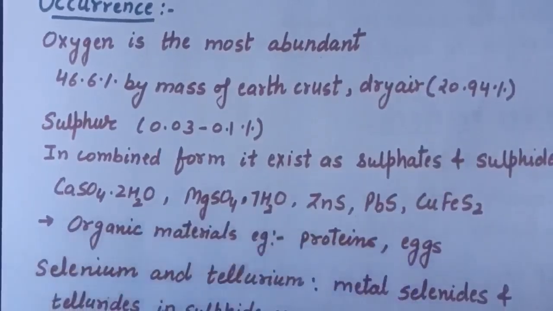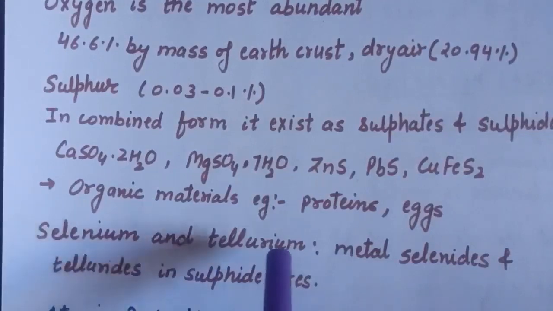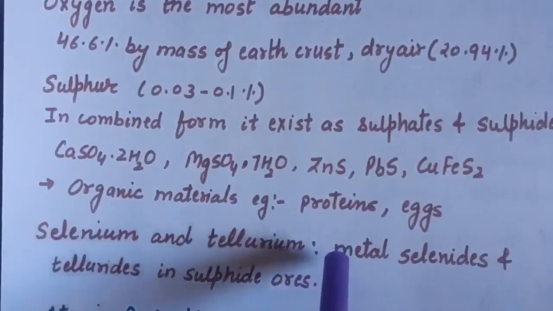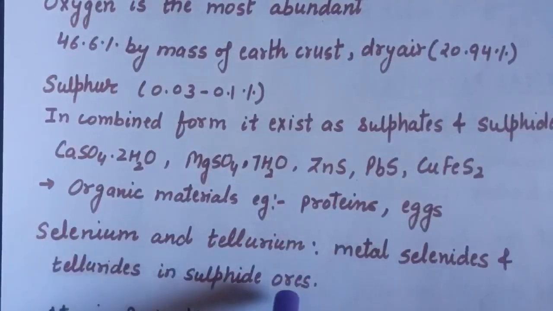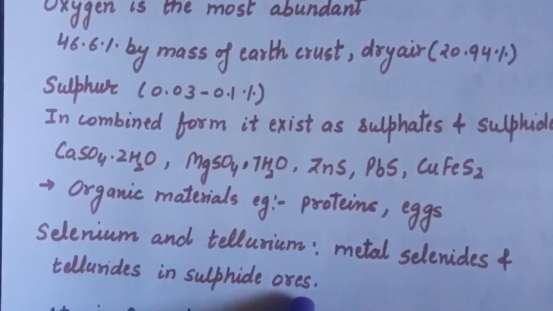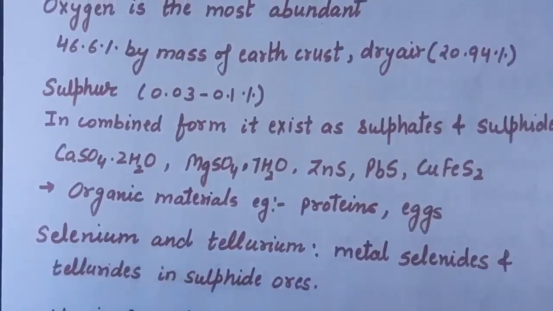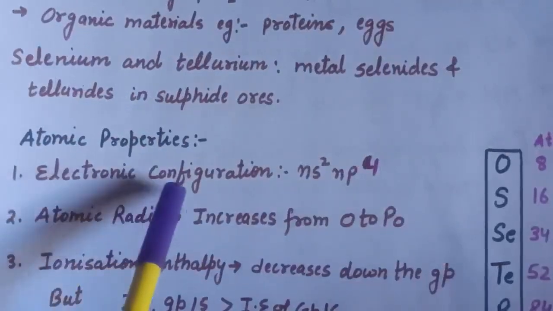Now next, when we talk about the occurrence of selenium and tellurium, these are also found as metal selenides and tellurides in sulfide ores. So this is all about the occurrence of group 16 elements. Now we will discuss the atomic properties of group 16. So first property is electronic configuration.